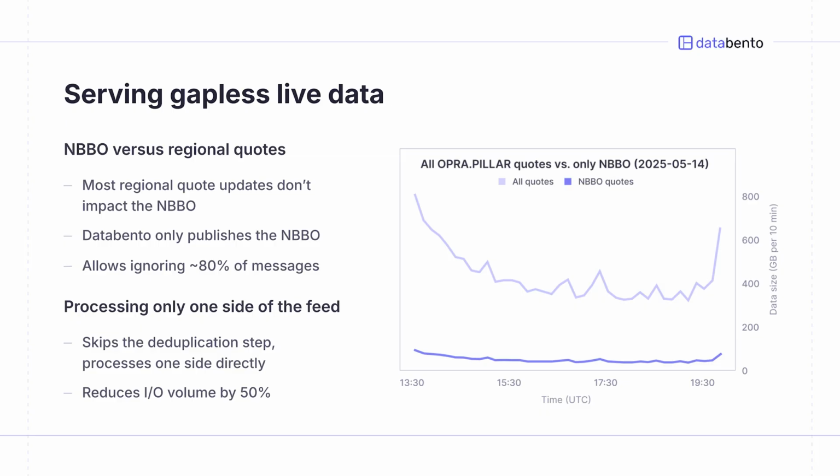And by just doing that, we can actually ignore 80% of the data that the exchange sends us. So we receive it on the NIC, and then we immediately drop it as soon as we realize that it's not an update to the NBBO. And in the graph here, we have everything that the exchange sends versus only the NBBO updates. It's quite a huge difference. And most importantly, the difference is at its highest at the moments where there is the most data flowing through, which is immediately after the open, immediately before the close.